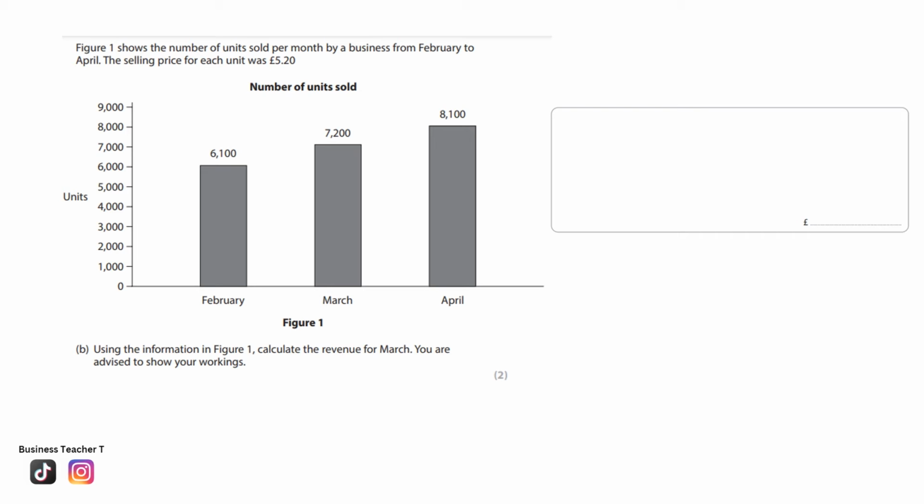Now in order to calculate the revenue, what we need to do is multiply price by quantity. So we know the price, the selling price for each unit was £5.20. And the question also asks us to calculate the revenue for March. So we can see that the number of units sold, the quantity, is 7,200. So it's £5.20 times 7,200, which was the number of units sold in March. And the answer is £37,440. That is the revenue for March.